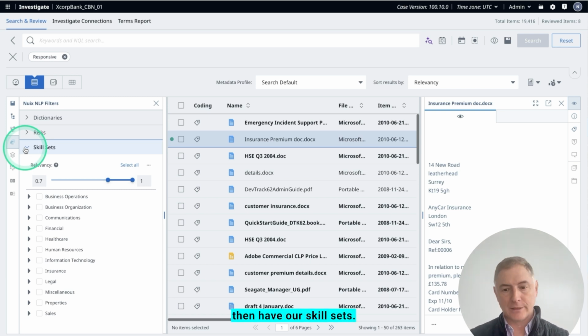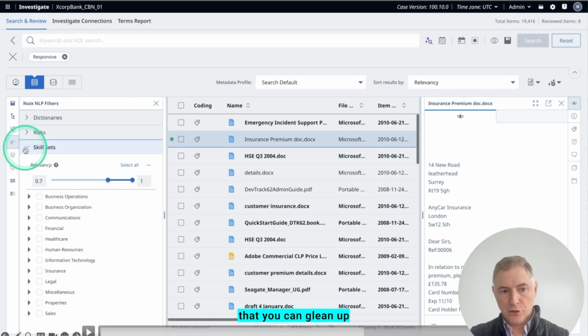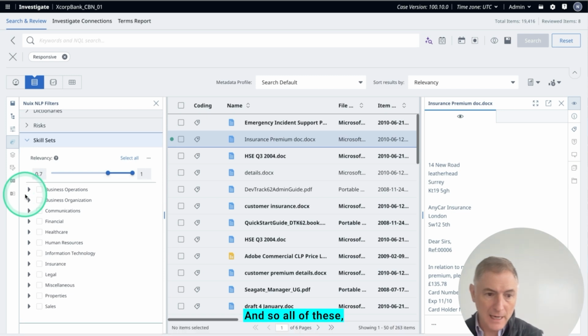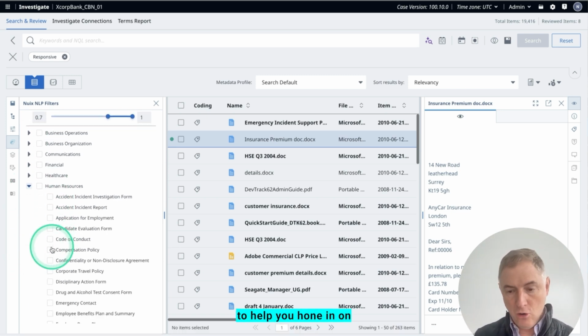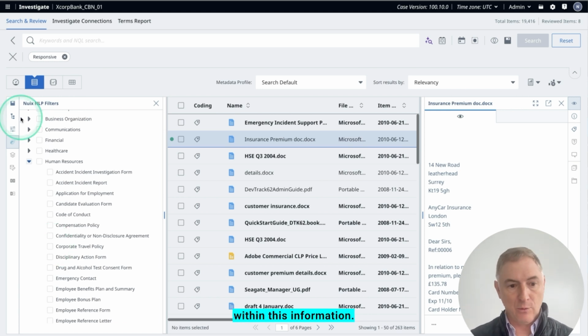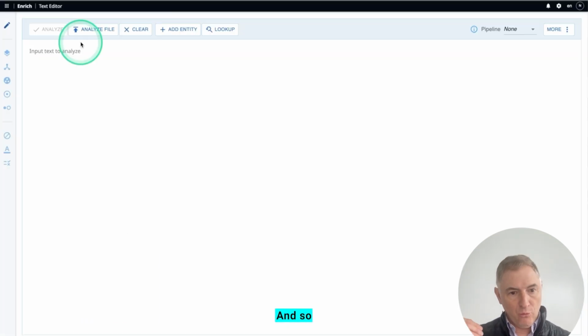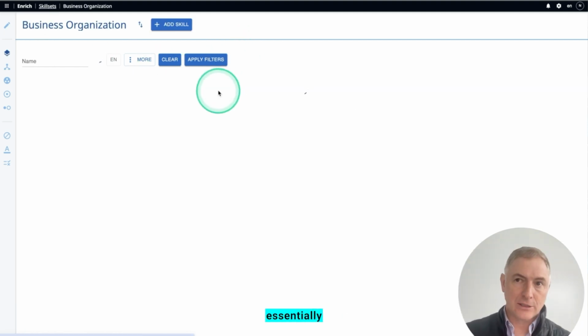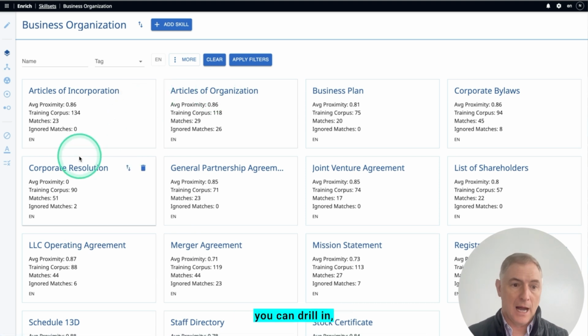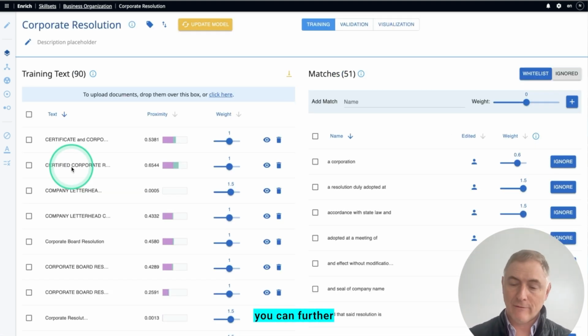You also then have our skill sets, and essentially these are more like document types. So imagine like a tax form or an invoice or a receipt, that if you're trying to sort of cut through huge volumes of information, the more information that you can glean up front about the complexion of that information, the better off you are. And so all of these can be applied very fast and efficiently during ingestion to help you hone in on what matters most contained within this information. And so to further that, it's easy to extend. So these are essentially several hundred out of the box models. You can drill in, you can define, you can further tune these.